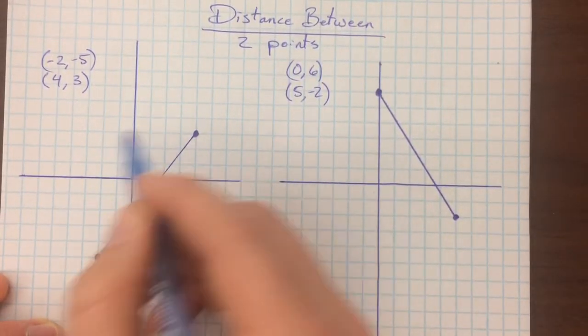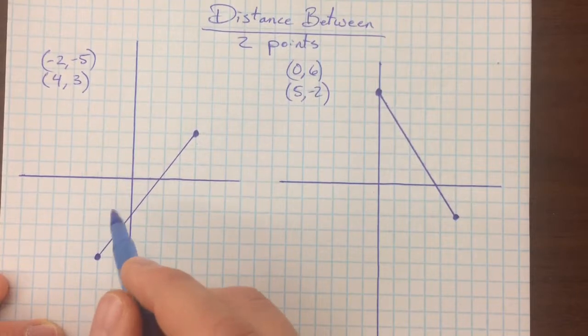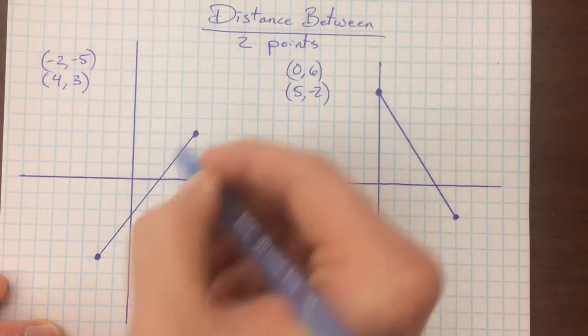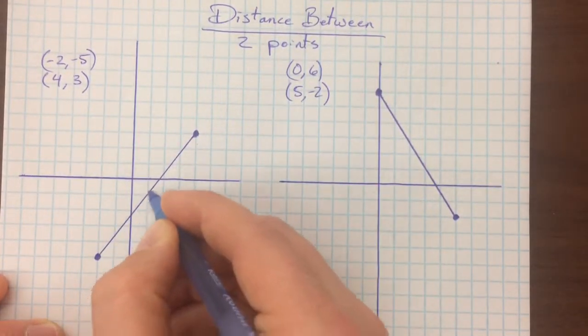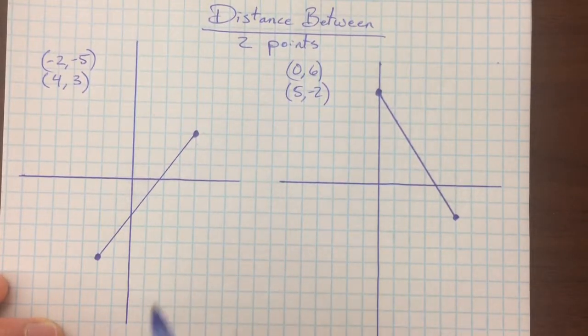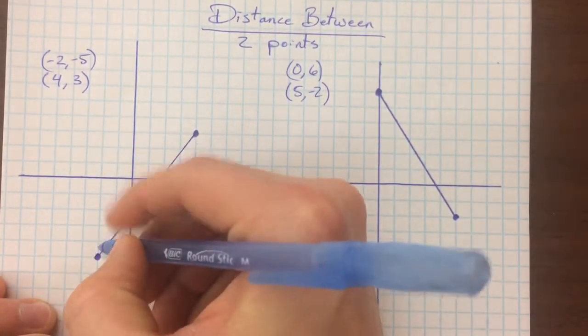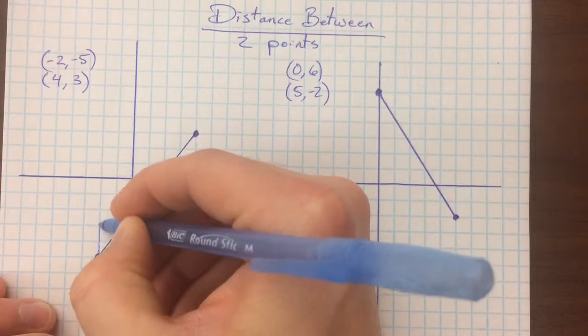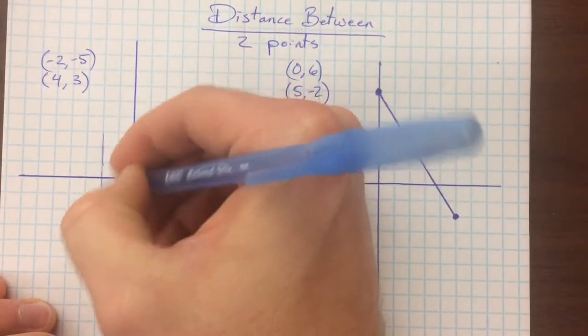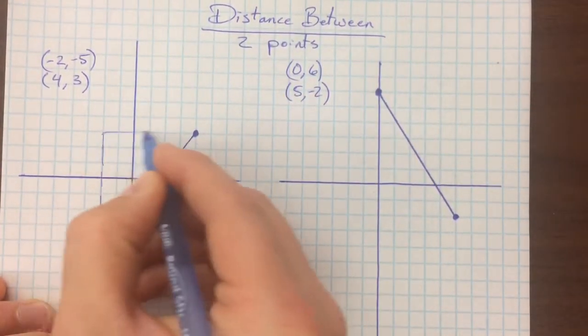The problem is it's not going horizontal or vertical. And so I have to find this diagonal distance. And I can't just count squares diagonally. So what I like to do is I like to think rise over run, just like you would do slope, and think about how do you change this into a right triangle.